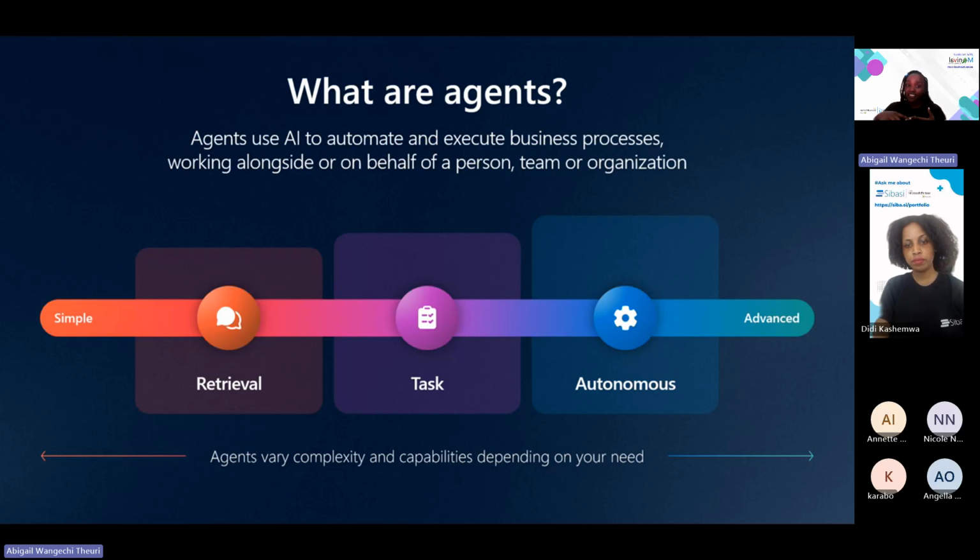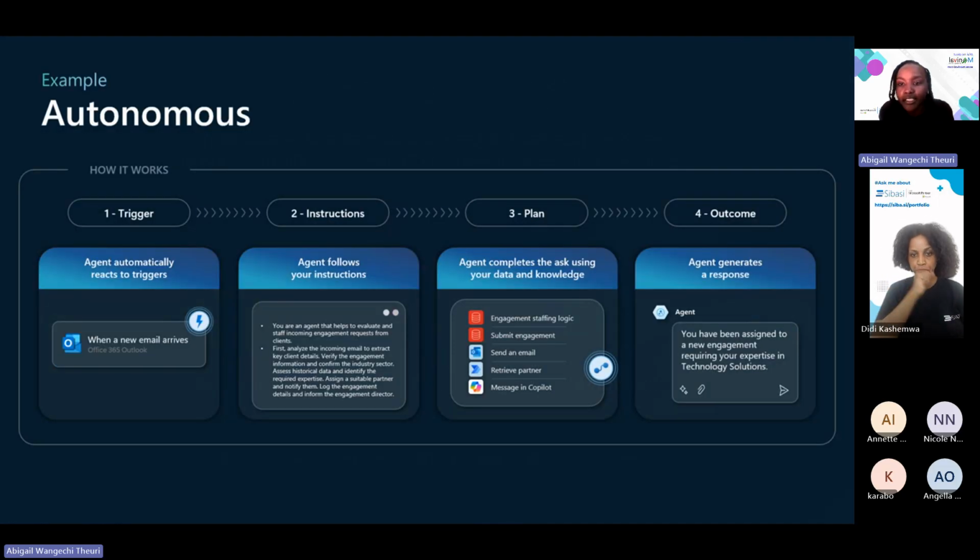Others complete tasks, and more advanced ones operate autonomously based on triggers and rules. And we can take a look at a concrete example right here. In this example, we can see an agent is responding automatically when a new engagement comes in. It analyzes the email, extracts the key details, assigns the right expertise, notifies the stakeholders and logs everything. So you can see what used to take hours or even days is happening in minutes, right?